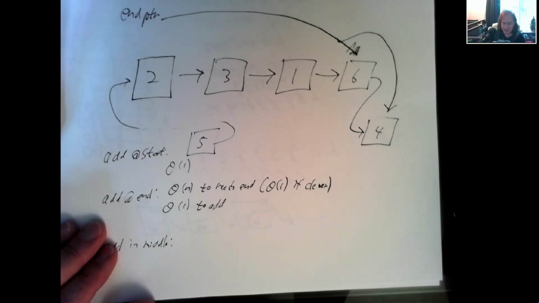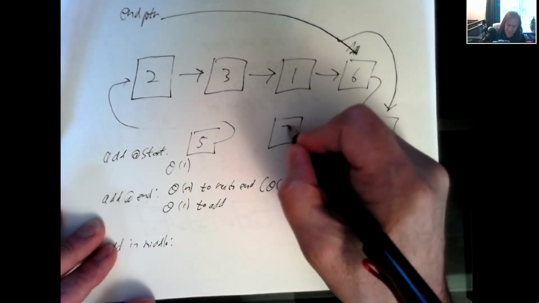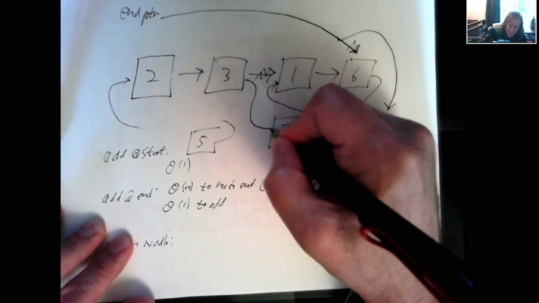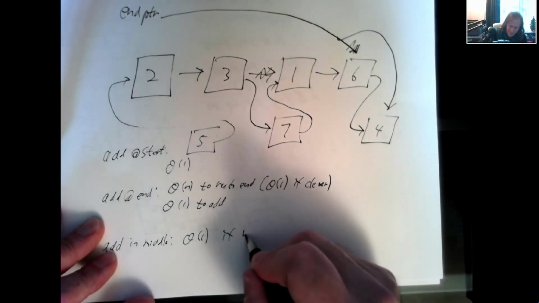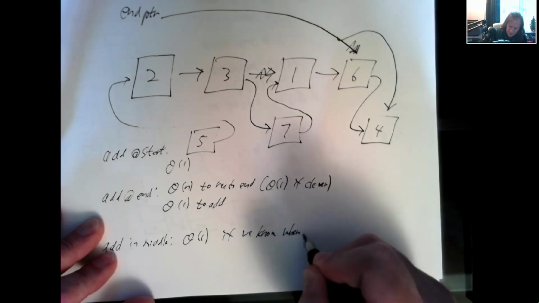Let's say I want to add a 7 between the 3 and the 1. Make a new node. Have it point where the 3 is pointing. Change the 3 to point to the 7. So that's order 1 if we know where to add.